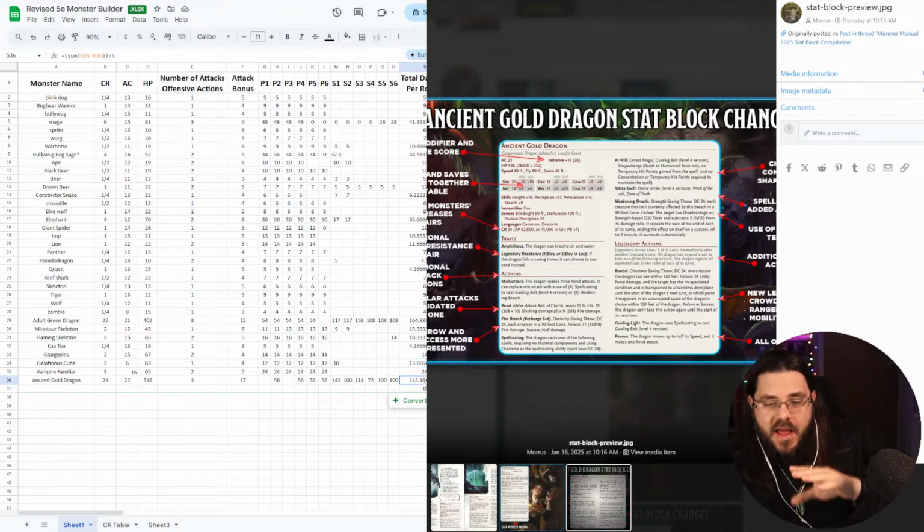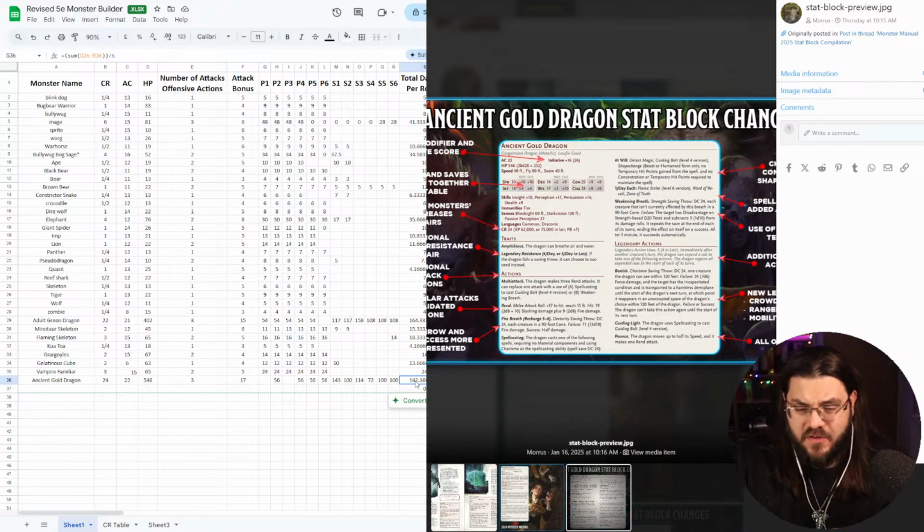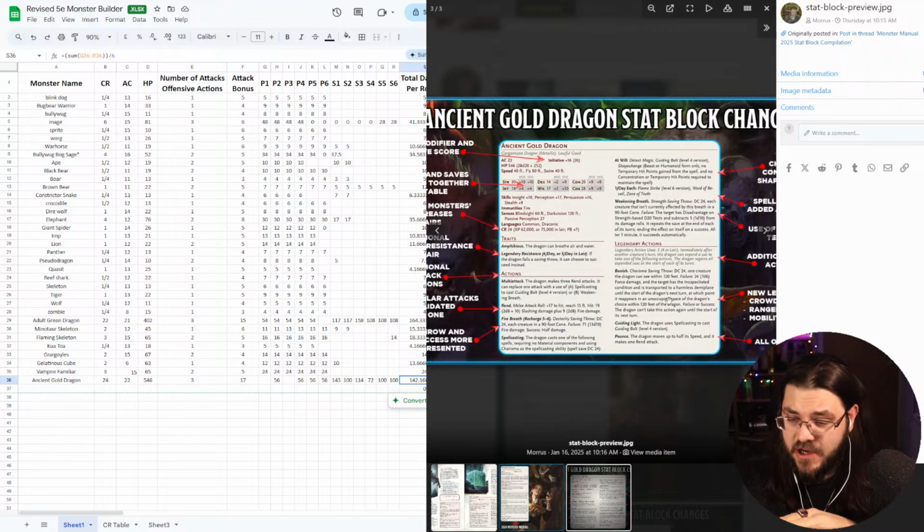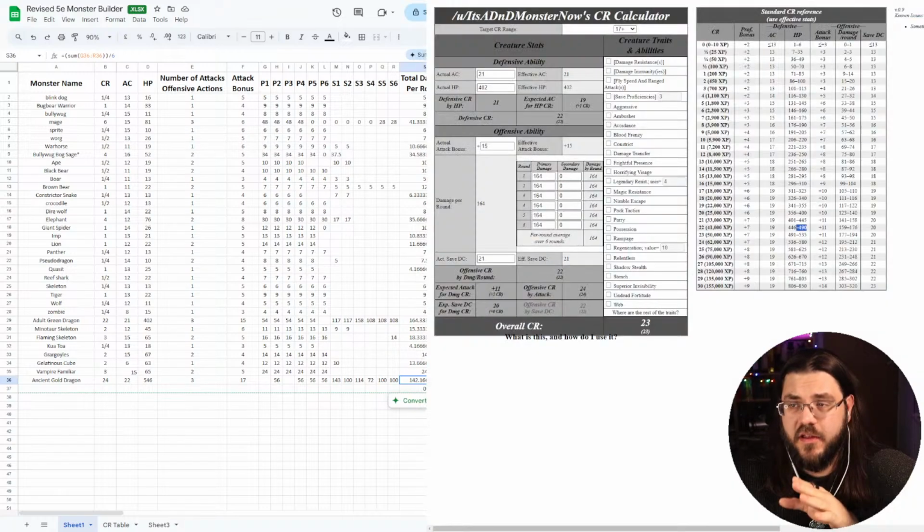Okay, so the Gold Dragon's damage output isn't as bad as it first appeared. I forgot to put its legendary actions on. Still lower than the Green Dragon, and I still think that it's going to end up trending low when we compare it to 2014's version. But let's try this out.